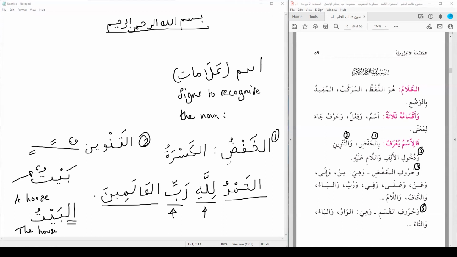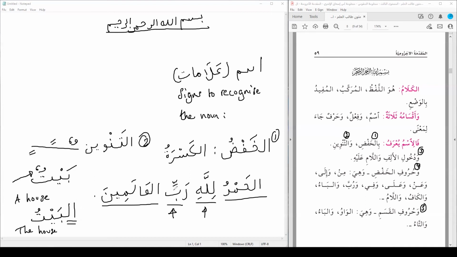So now with these signs, which are kasra, tanween and alif wa lam, if you find these on the words, then it will be considered a noun. And don't forget that tanween has to be found on the end of the word, kasra has to be found on the end of the word, and al has to be found on the start of the word.